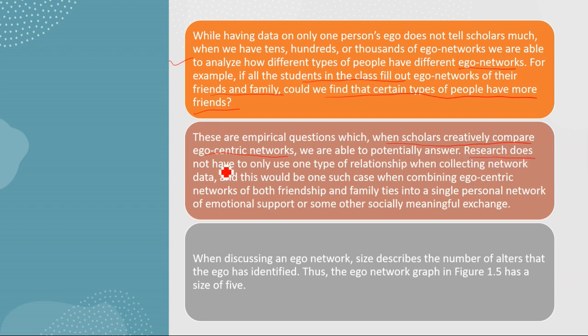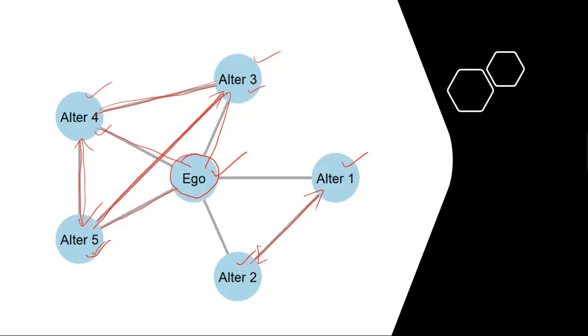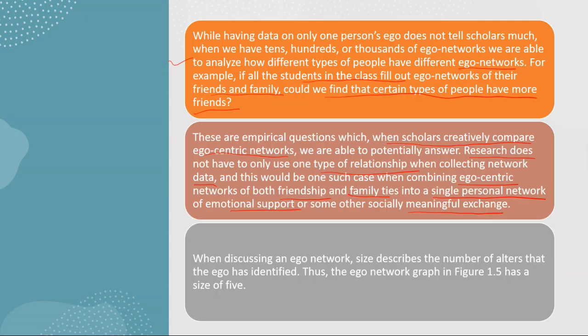Researchers do a lot of research on this type of relationship when collecting network data. One such case would be combining the egocentric networks of both friendship and family ties. For a person, we can have the friendship network and the family network. We need to combine both of these, and then we can calculate the egocentric network. We combine these into a personal network so that we will be able to find emotional support or some other socially meaningful exchange. When we discuss this, we may take the example of the previous figure and try to calculate.